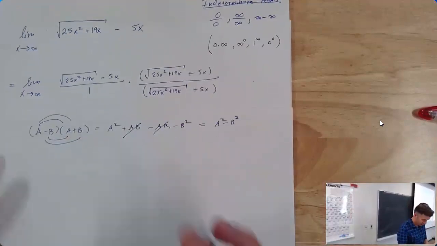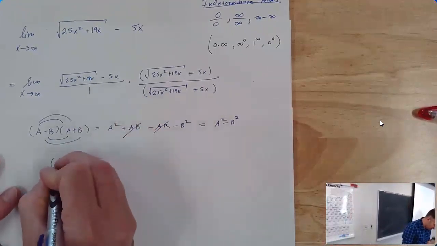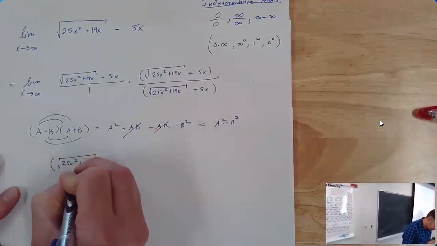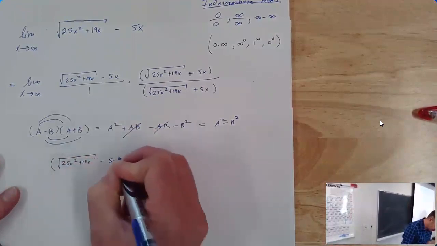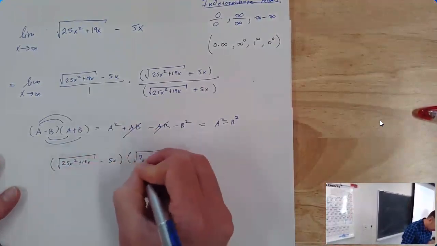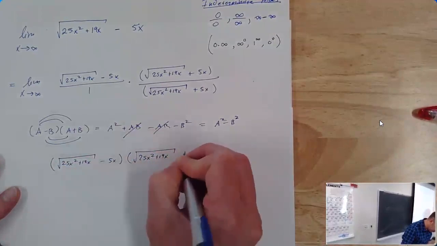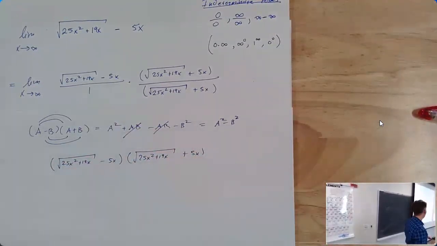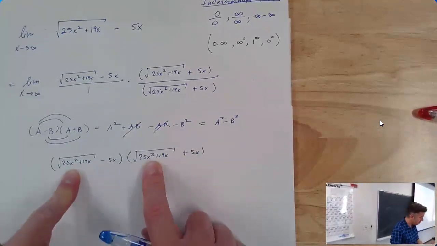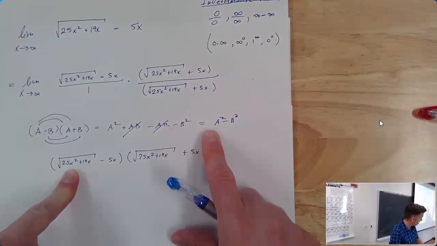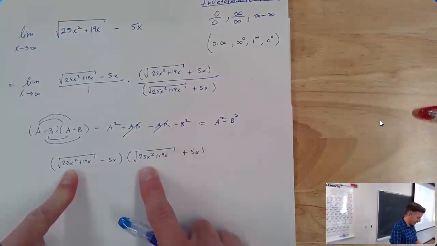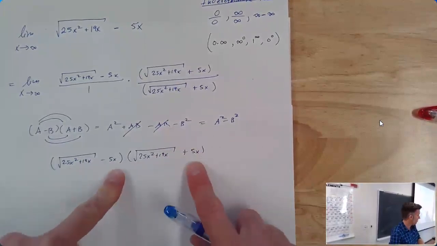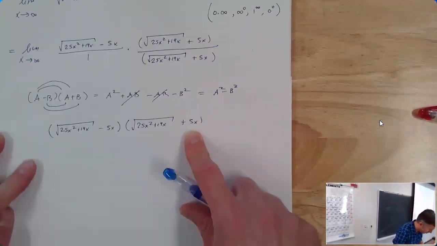Now, we can show the work here too. So if I'm multiplying these things out, the square root of 25x squared plus 19x minus 5x times the square root of 25x squared plus 19x plus 5x, we can do all the work. Now, I will tell you, as you do this more and more, you don't want to do all the work. You want to use the shortcut: I know I'm just going to get the first thing squared, that's my a, I'm going to get a squared, and a squared is just that square root squared, minus the second thing squared. Oh, minus 5x times 5x is 25x squared. But we can also do all the work.